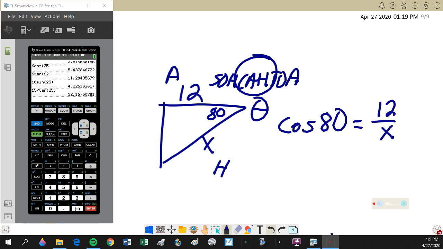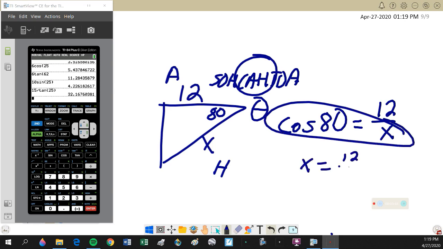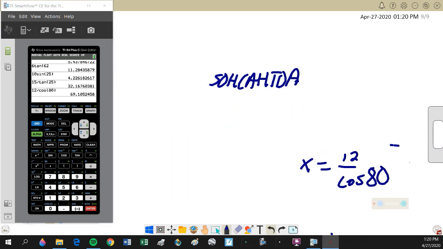Is this a multiply or a switch? Well, whenever x is on bottom, you do the switch. So x equals 12 over the cosine of 80. 12 divided by the cosine of 80 is 69.1. That would be your answer. And again, your calculator has to be in degrees. If it's in radians, you're not going to get these answers. So if you're getting weird answers, look through your settings in your calculator and switch from degrees to radians, or from radians to degrees.